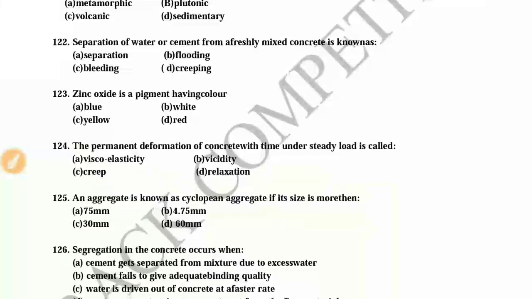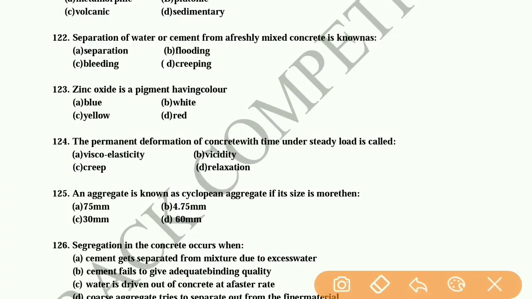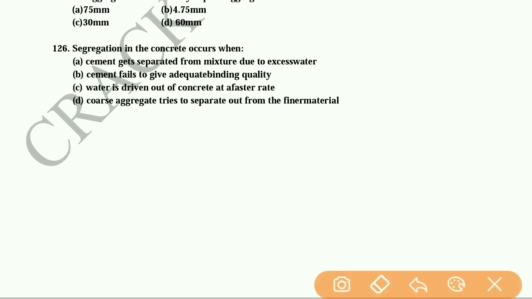Separation of water or cement from freshly mixed concrete is known as bleeding. Zinc oxide is a pigment having color white. The permanent deformation of concrete under steady load is called creep. An aggregate is known as cyclopean aggregate if its size is more than 75 mm. Question number 126: segregation in the concrete occurs when coarse aggregate tries to separate out from the finer material.